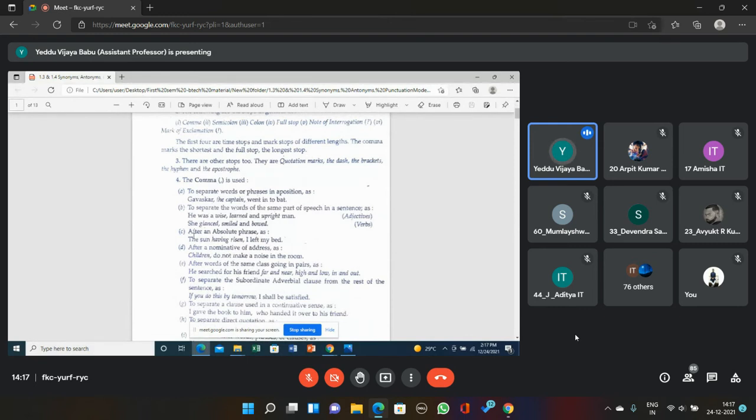The comma is used to separate words or phrases in apposition. Example sentence: Gavaskar, the captain, went in to bat. Here, the proper noun Gavaskar, the name of the person, is mentioned. He is separated, segregated by his designation, the captain. Then the section is over. Went in to bat, that is the example.